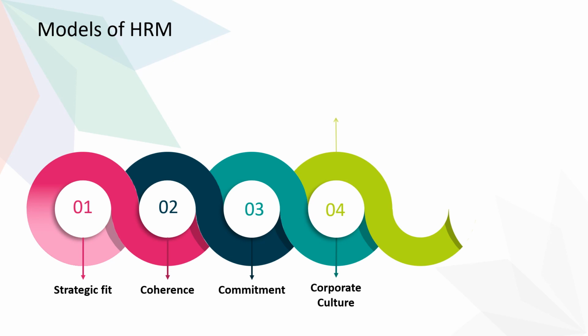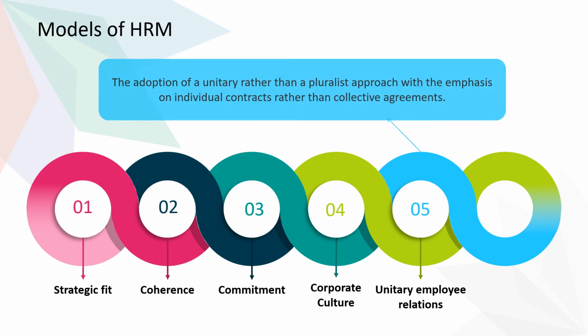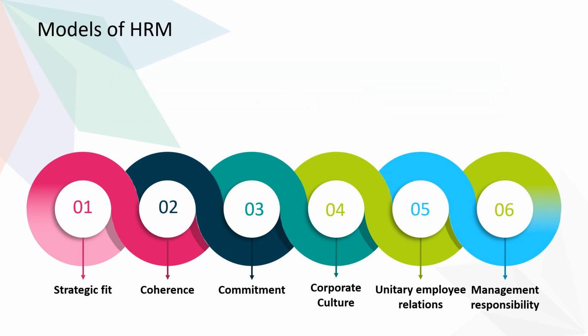The fourth one is corporate culture. So it says that there is a need for a strong corporate culture expressed in mission and values statements and reinforced by communication, training and performance management processes. The fifth one is unitary employee relations. So it says the adoption of a unitary rather than a pluralist approach with the emphasis on individual contracts rather than collective agreements. The last one is management responsibility.